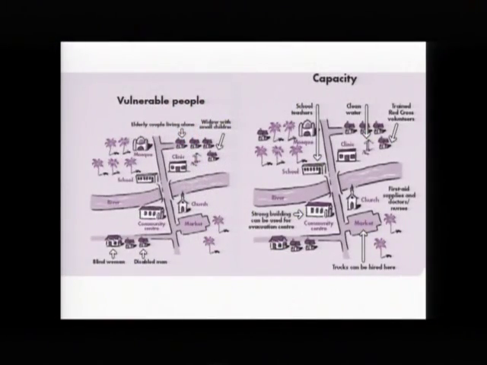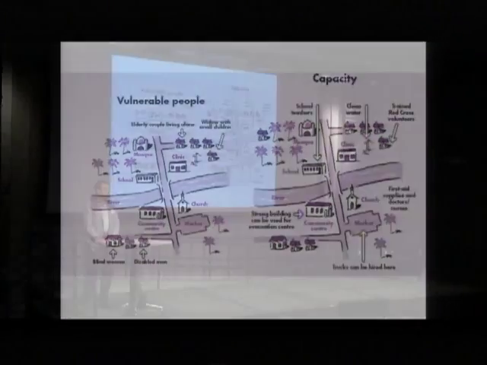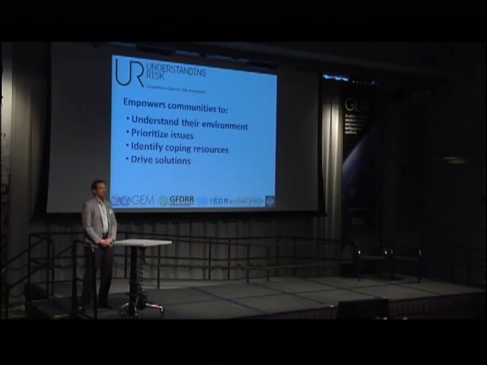And we tend to focus quite a bit on vulnerability and capacity. Who are the vulnerable people? Where are they? What capacities do they have to manage their risks? And also, what capacities do the communities themselves as a whole have to manage their risks? So community-based risk assessment is actually all about empowering communities to really understand their environment, because of course they understand it actually better than we do, but maybe not be able to really quantify it, and to prioritize issues.